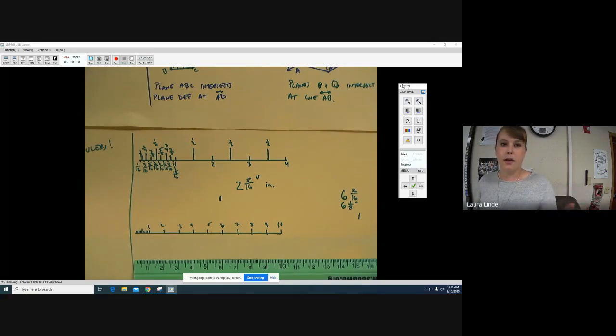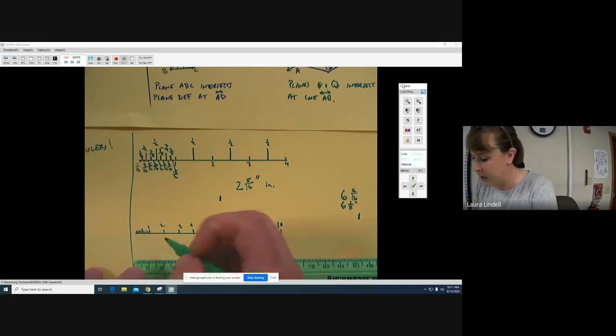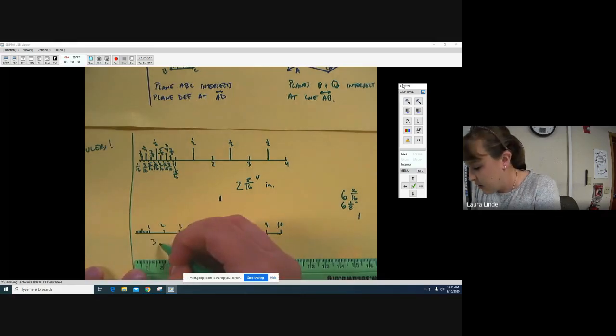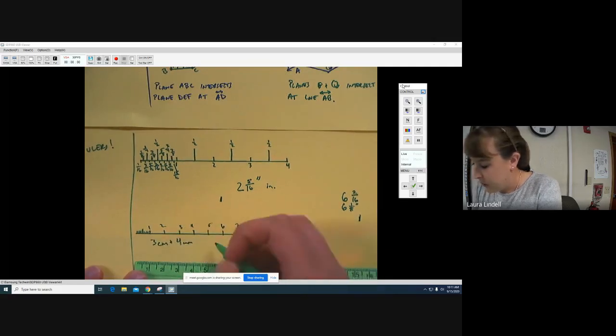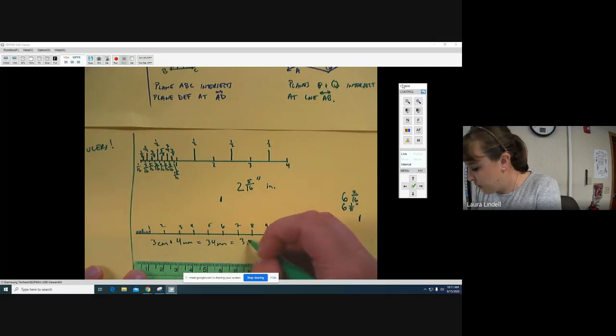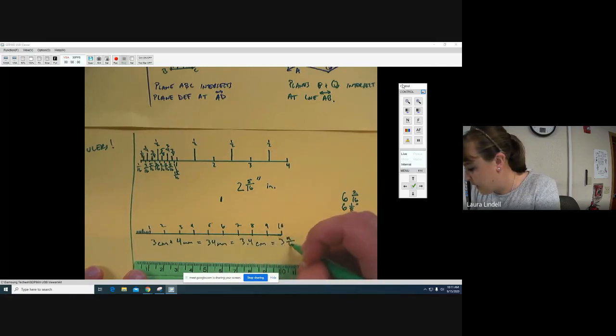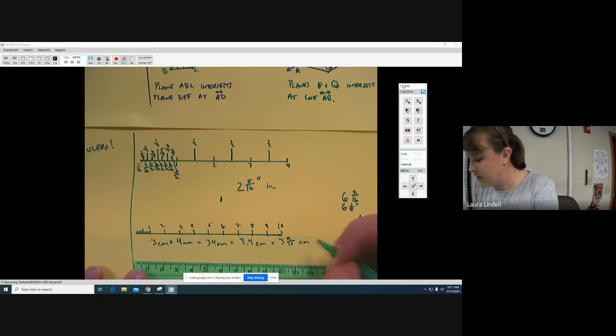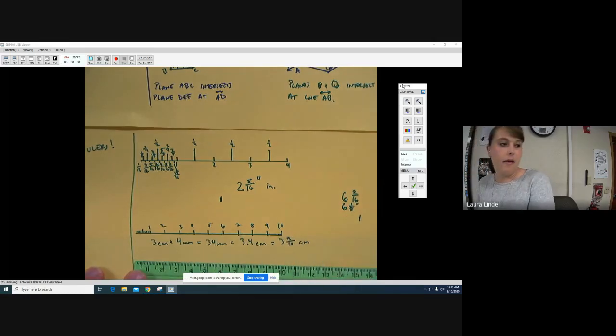you could say 3.4 centimeters, or you could say 3 4/10 centimeters. Those would all be the same thing. So you could say something like 3 centimeters and 4 millimeters. You could say 34 millimeters. You could say 3.4 centimeters, or you could say 3 4/10 centimeters. Those are all saying the same thing.